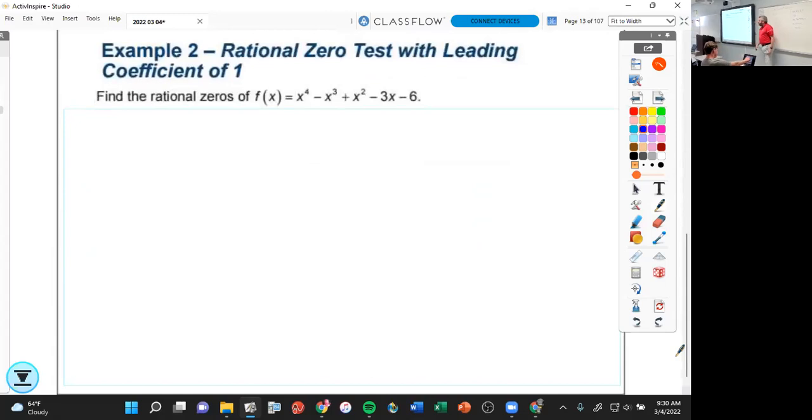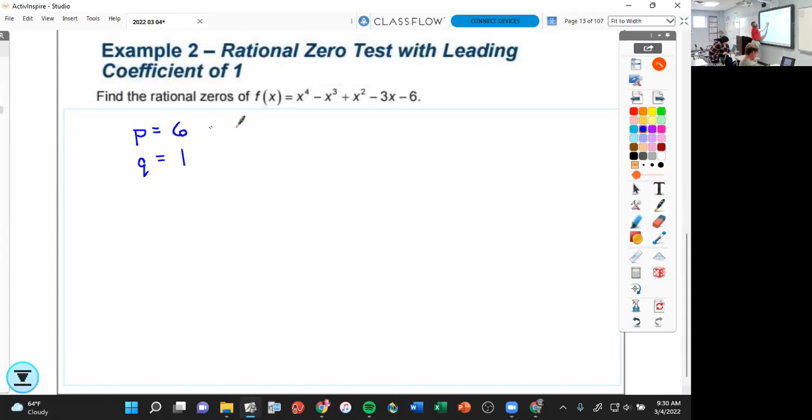I want to find what are the possible rational zeros of this 4th degree polynomial. What is my P for this problem? Okay, -6. And honestly, we can ignore the sign, because it's not going to matter. Q. What is Q for this problem? 1.